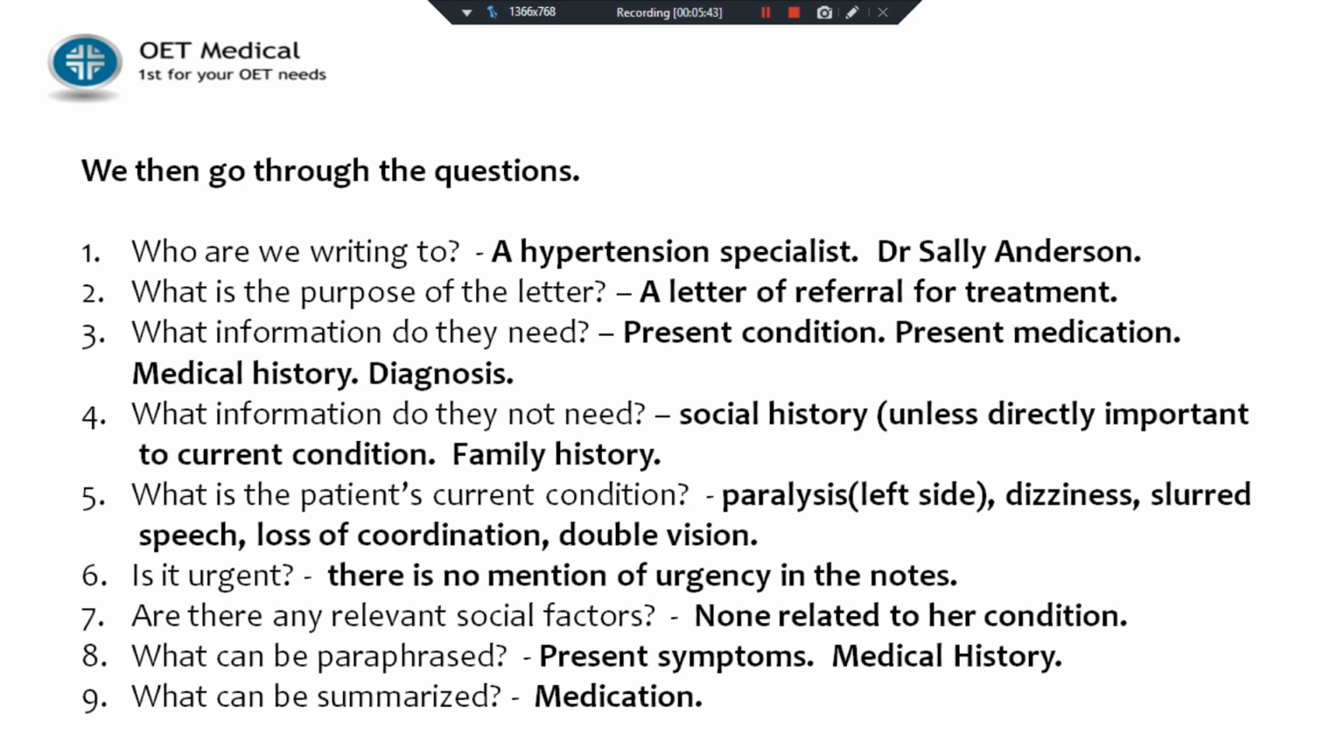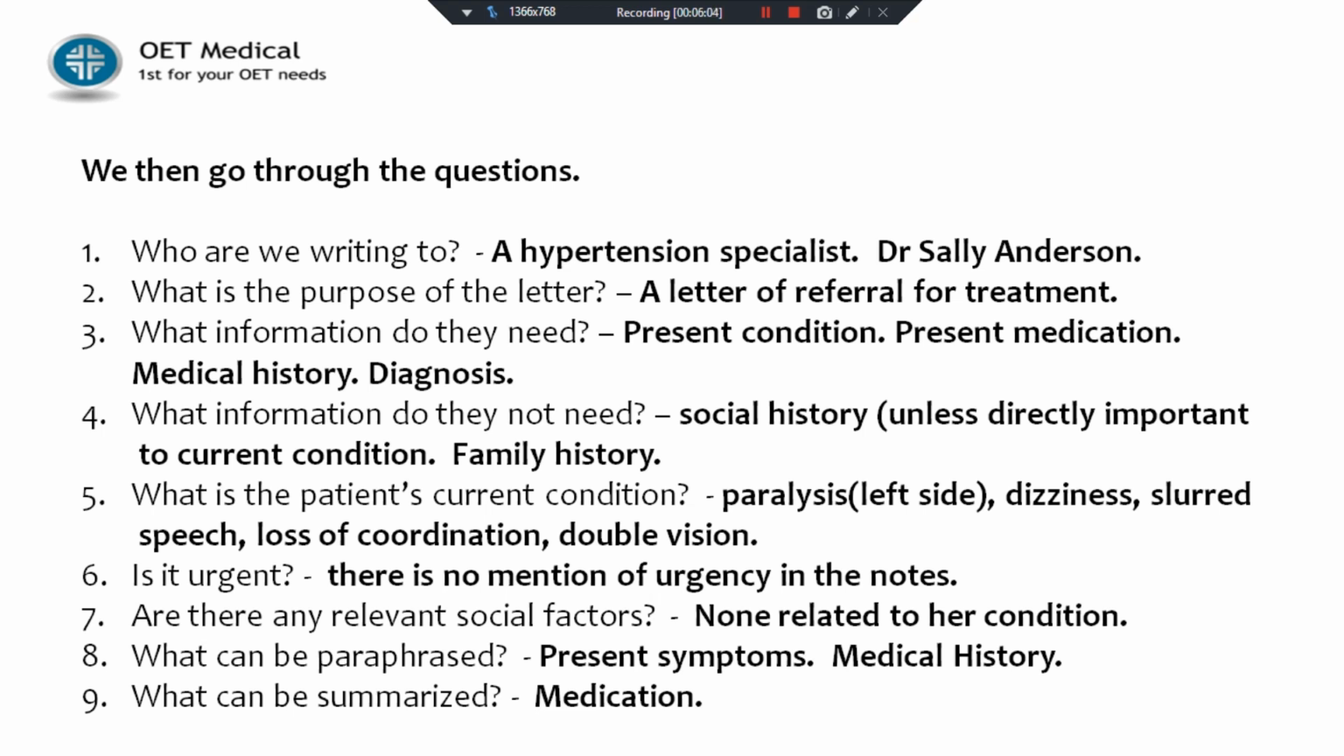What do they not need? Social history, unless it's directly relevant to her current condition. Family history. What is the patient's current condition? Left-sided paralysis, dizziness, slurred speech, loss of coordination, double vision.